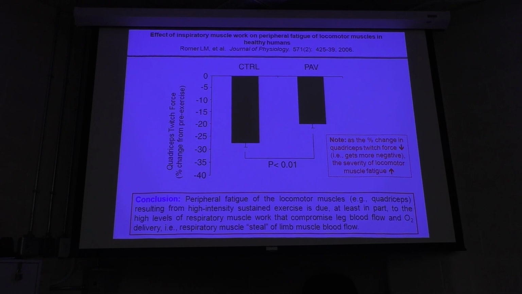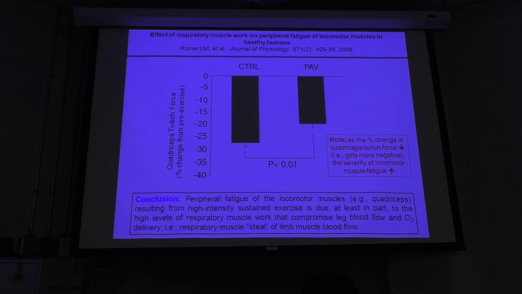And what happens? So, when you unload the respiratory system using a mechanical ventilator compared to control, you can attenuate the rate of development of peripheral muscle fatigue. So the amount of force production loss when you unload the respiratory muscles by 55% does not eliminate fatigue development, but it certainly slows it down.